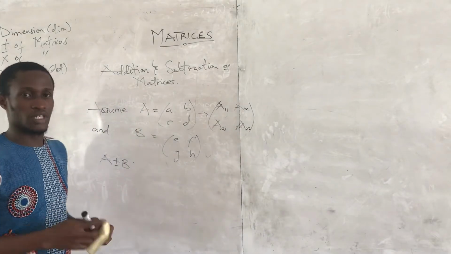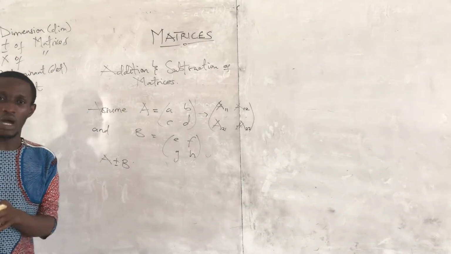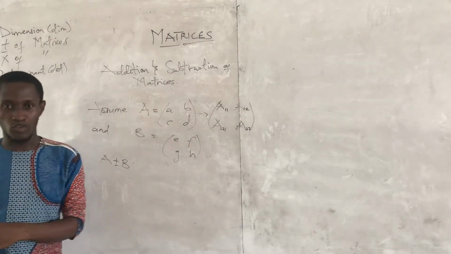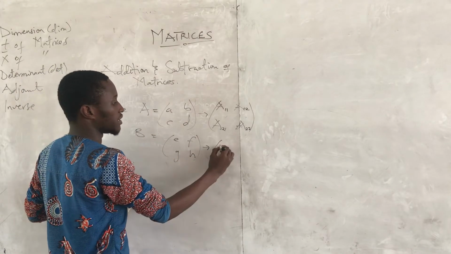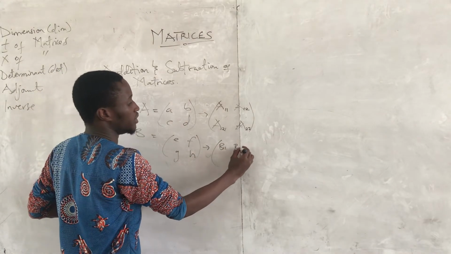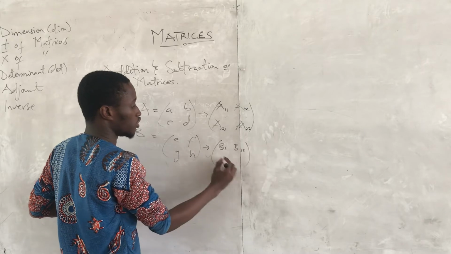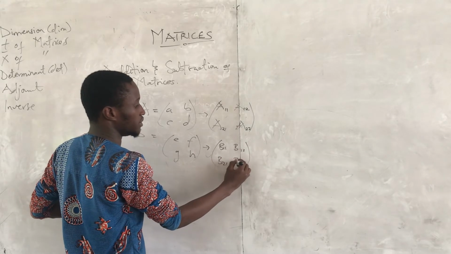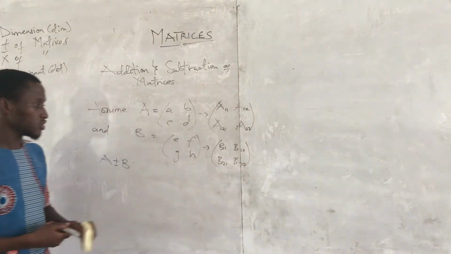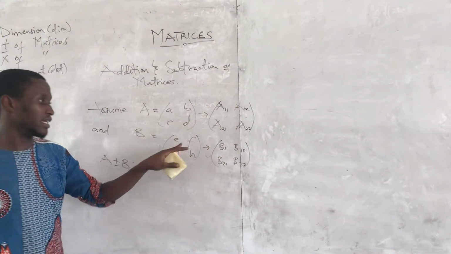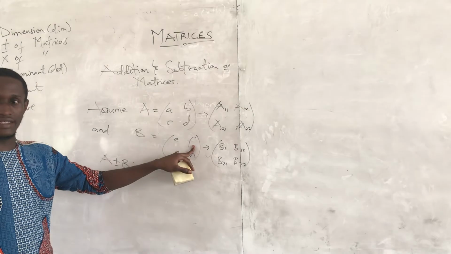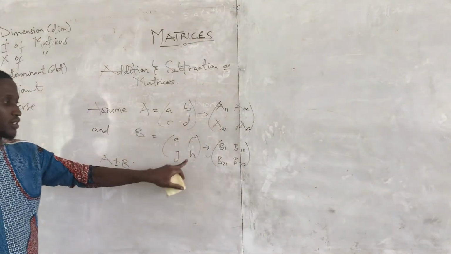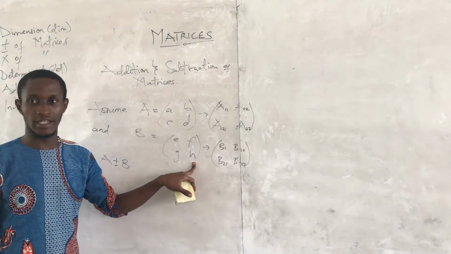So every matrix has entries: A11, A12, A21, A22. So this can also be B11, B12, B21, B22. Look at this. The B11 here is the E. The B12 here is the F. The B21 is the G. The B22 is the H.